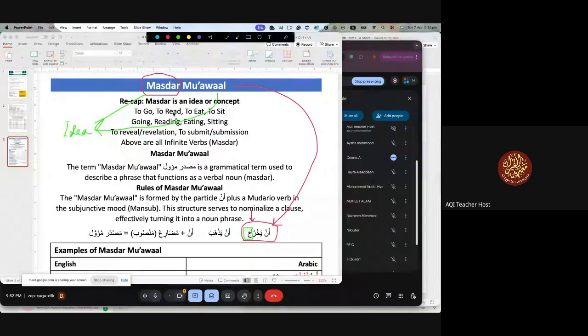Masdar, how many words, brother? Universally, without exception, one word. Masdar is one word. And Masdar Mu'awwal, how many words?